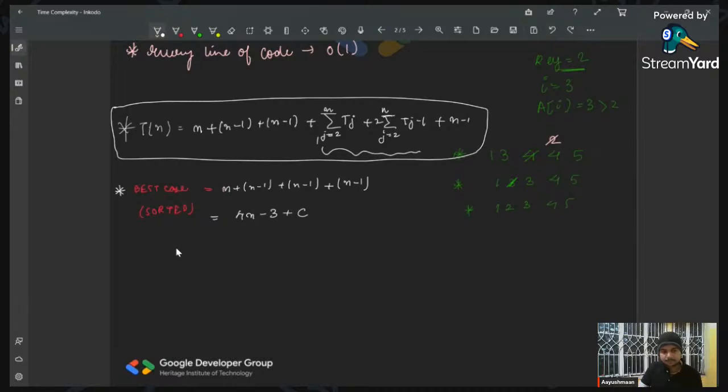So this is what is denoted as, say, a time complexity of Cn where C is any constant.